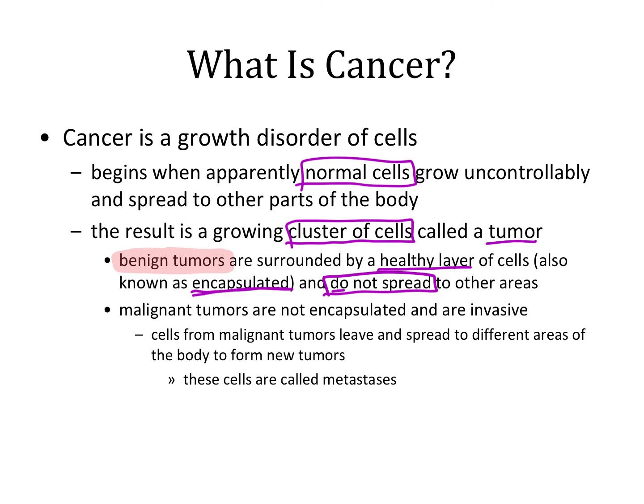Malignant tumors are the ones that everybody worries about because these are not encapsulated. So there's nothing stopping them from spreading. We refer to them as invasive because they can grow beyond their borders into other tissues, okay? If they leave the primary site where they grew and go to other parts of the body, we refer to it as a metastasis. Have you guys heard of these terms before?